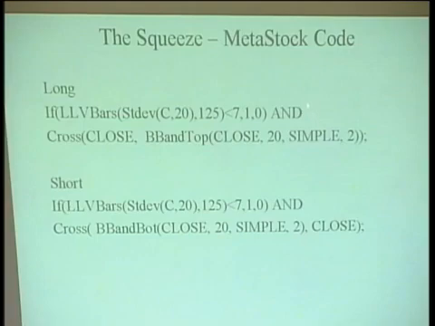Notice there's no apostrophe here. Semicolon, sorry. So the statement doesn't end there. It continues on to the next line. And if the close crosses the top band, Bollinger Band top, based on closes, 20 days, simple moving average, 2 standard deviations. So we're going to go long if the lowest low of the standard deviation in the past 125 days was within the last 7 days, and we break out.